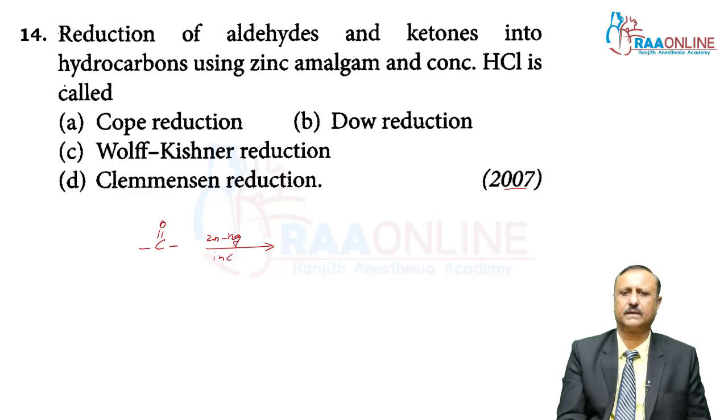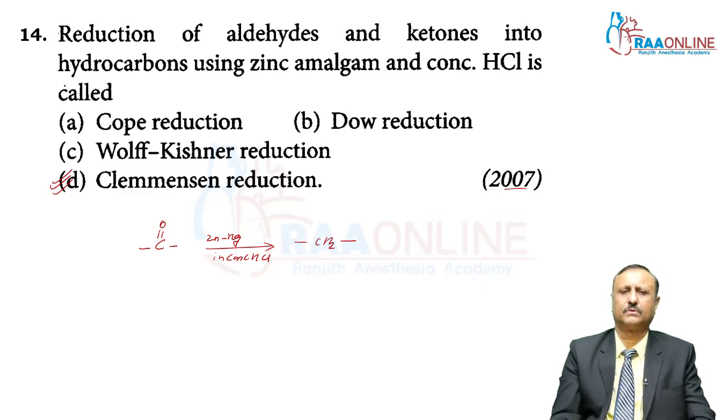concentrated HCl, and we can get the CH2 group, meaning an alkane. So the answer is Clemmensen reduction. Because in Wolff-Kishner reduction, my dear students, we use hydrazine in NaOH. So in this question, you get the answer Clemmensen reduction.